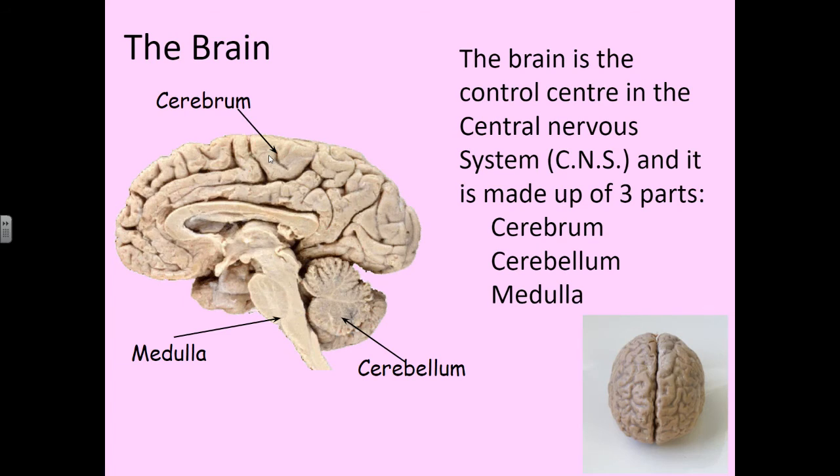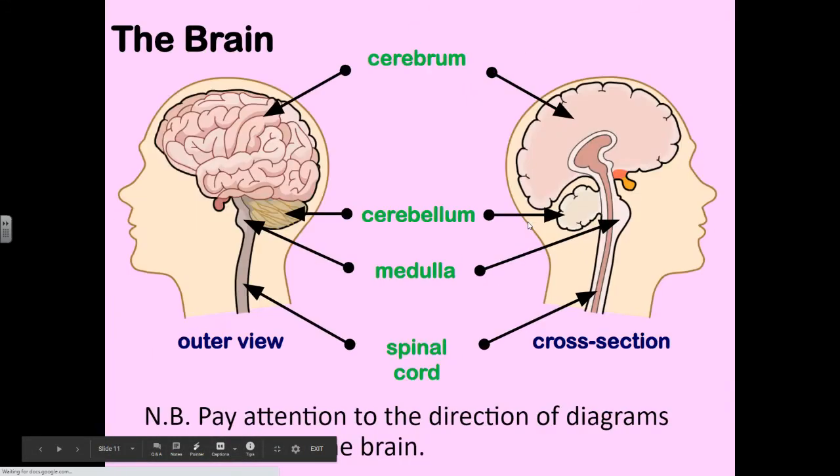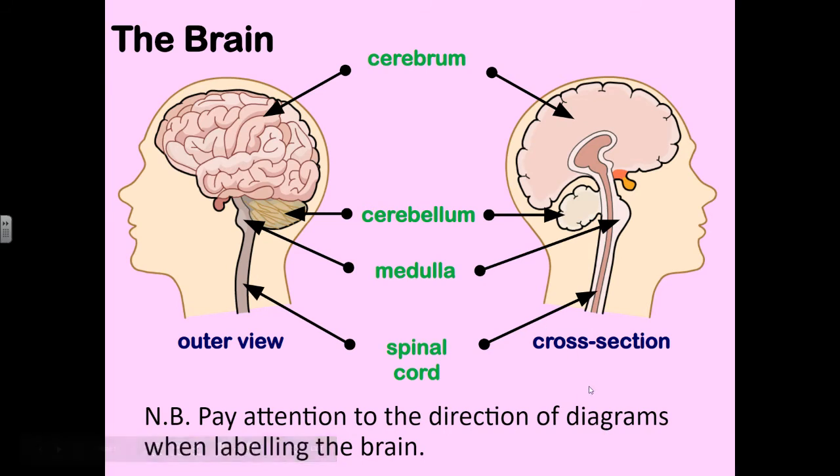The brain is the control center of the body. It is one part of the central nervous system, along with the spinal cord. And the brain, for us, is composed of three parts. So we've got the cerebrum, we've got the cerebellum, and we have the medulla. So pay attention to the directions of arrows on diagrams of the brain. We want the arrow going from the cerebellum to this bit, not the other way.